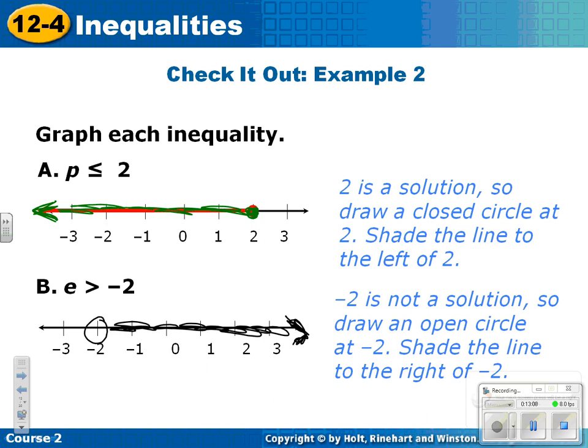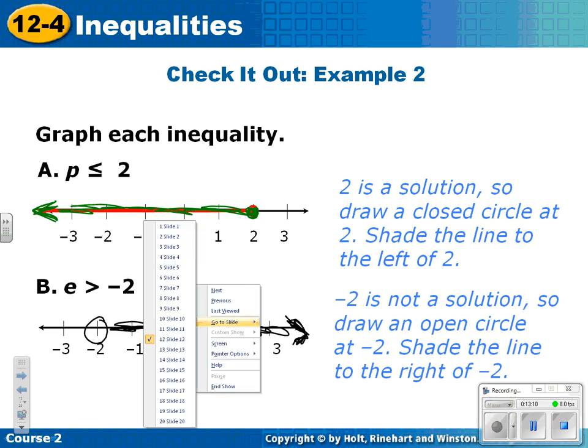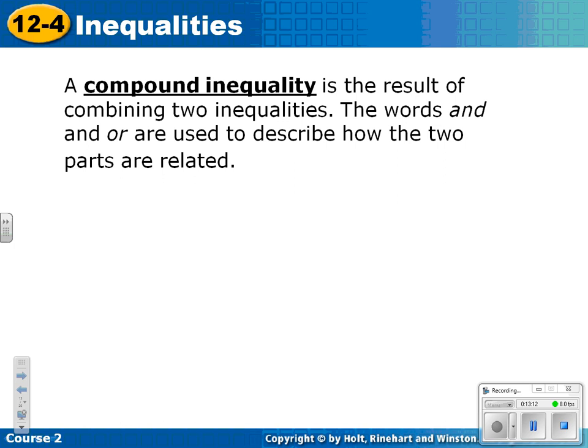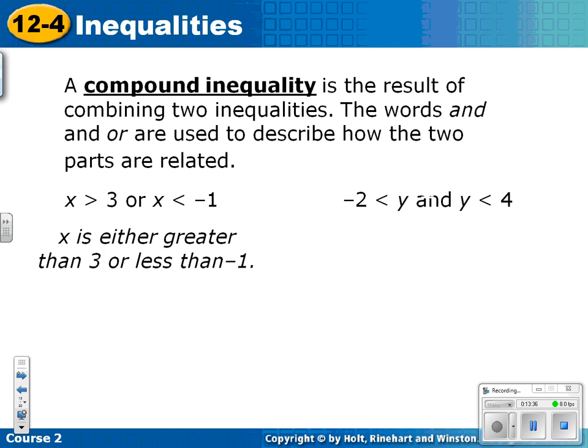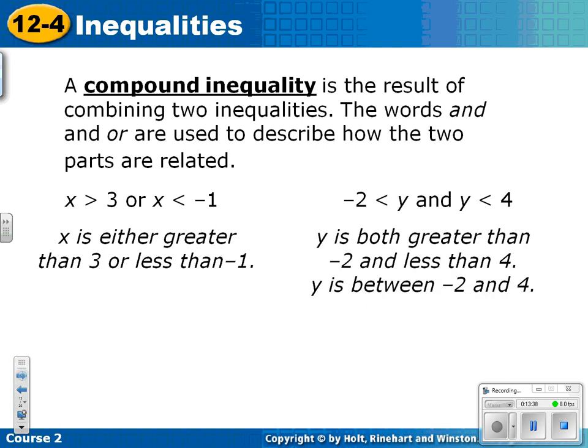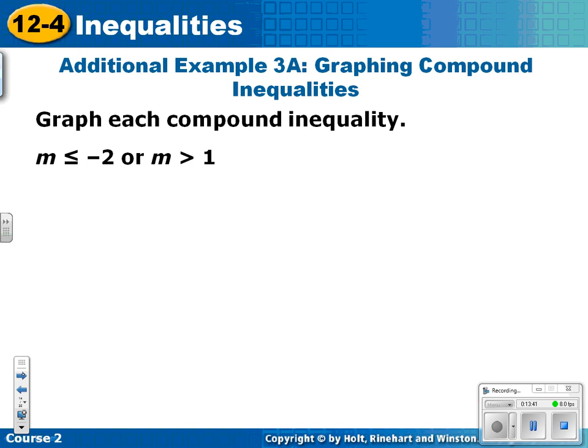Okay. This is where it's going to get complicated. What's called a compound inequality. It's the result of combining 2 inequalities. So we have a problem that looks like this. X is greater than 3, or X could also be less than -1. So what you need to do is, we'll do the first problem.